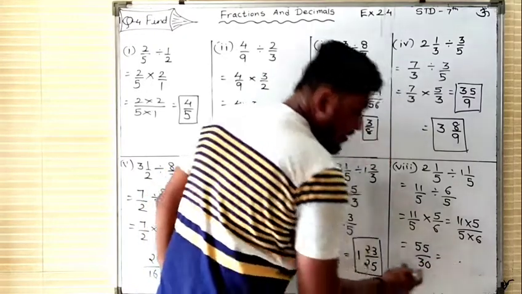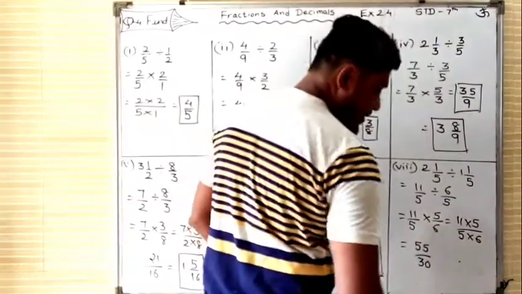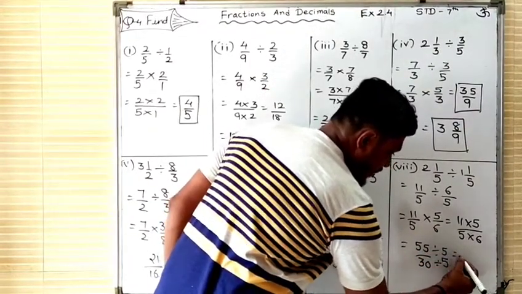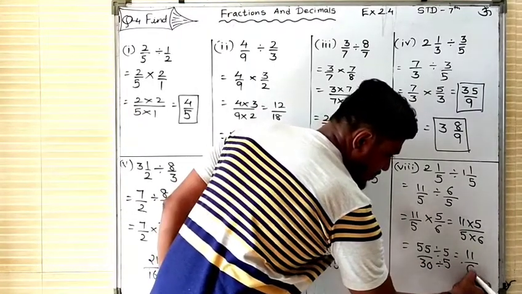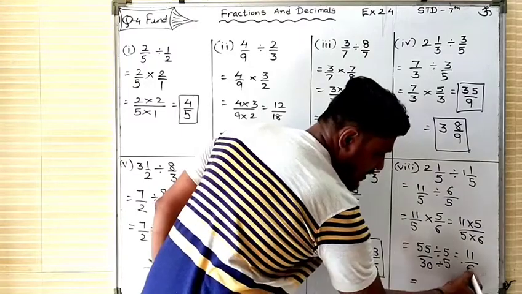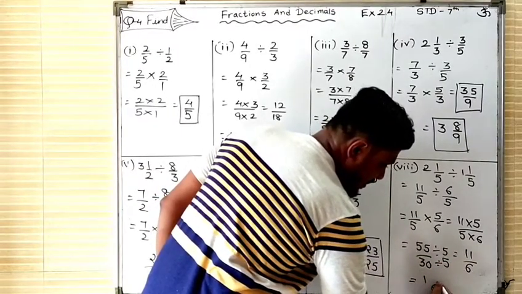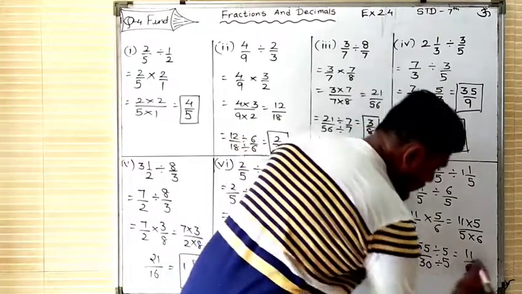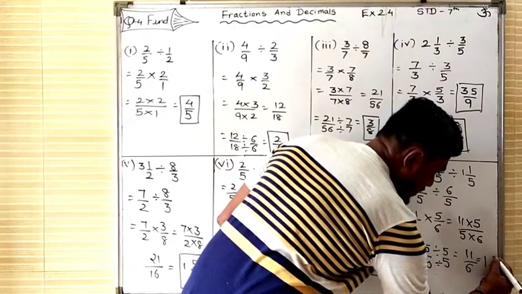Now not possible to reduce here. What you will do? Yes, highest common factor is 5. So divide both the value by 5. The 55 divided 5 is 11 and 30 divided 5 is 6. Now in next step, this is a improper fraction. Convert into mixed fraction. 6 1s are 6 plus 5. Or you can write it over here. 6 1s are 6 plus 5.